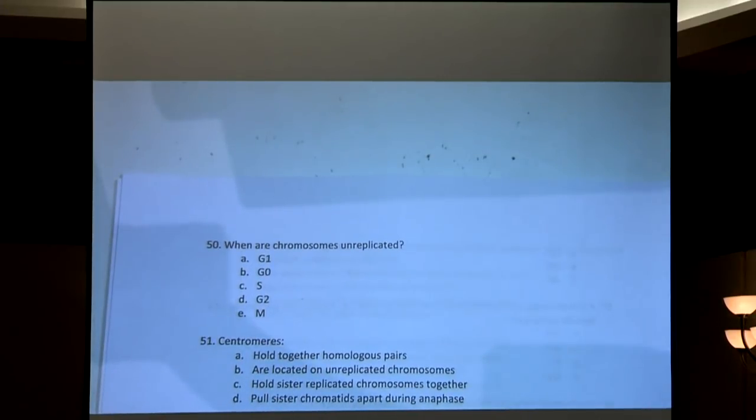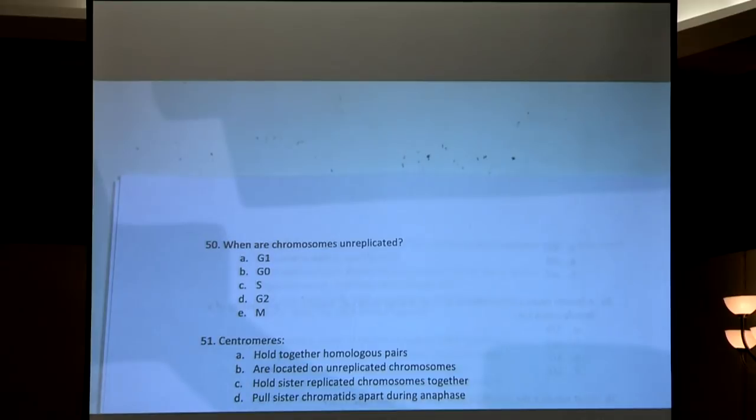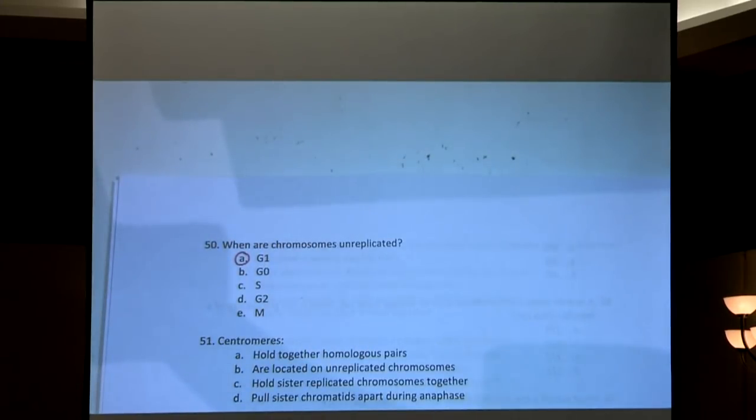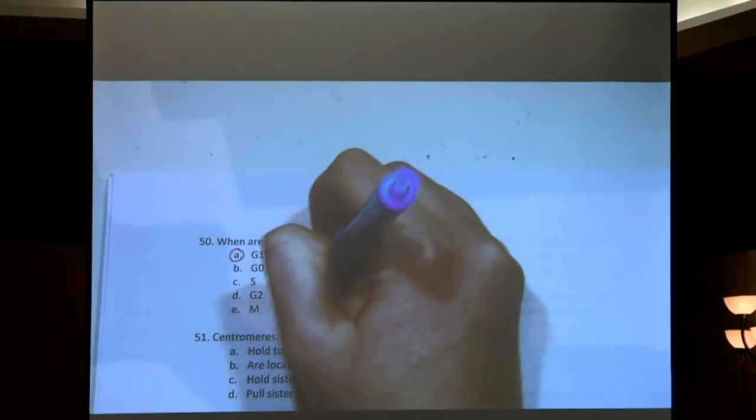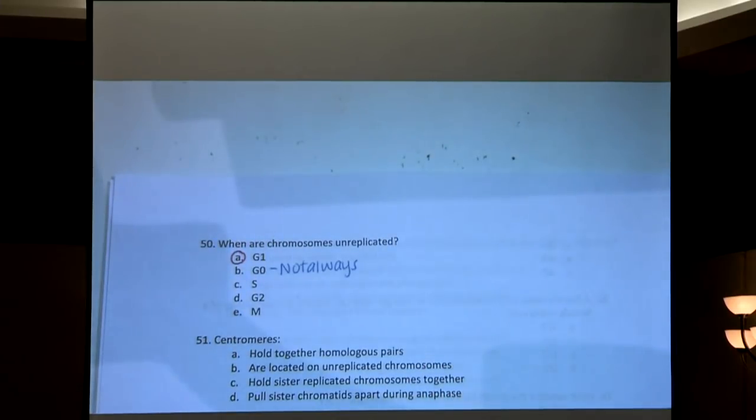All right. So 50. When are chromosomes unreplicated? So before our S phase, we have G1. Are they always unreplicated in G0? So good. G0 would be a "not always" type of response, all right? If this was G0 directly out of G1, then they might be unreplicated. However, if this is a G0 at any other point, they would have to be replicated, so it's not always one or the other for G0, okay?